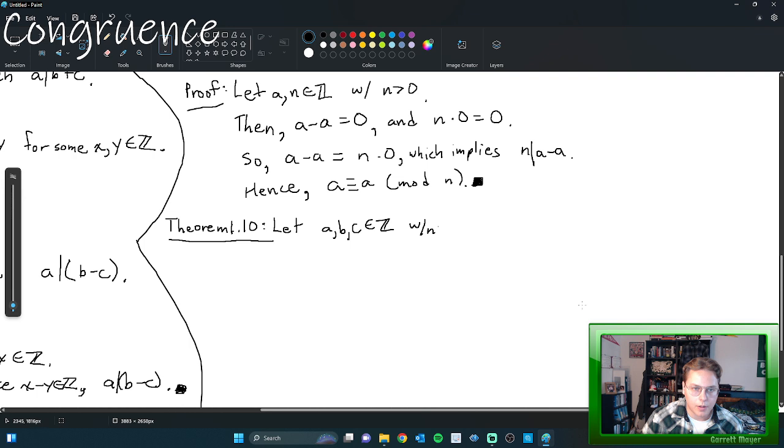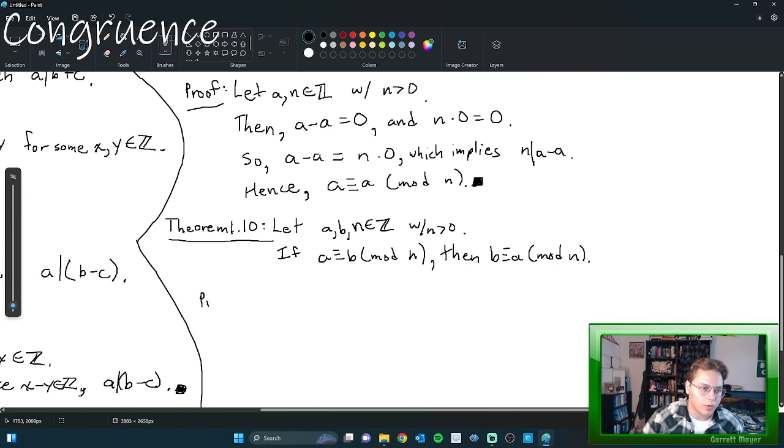With n greater than 0, if A is congruent to B mod n, then B is congruent to A mod n.